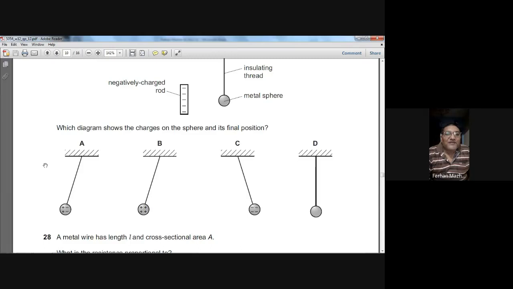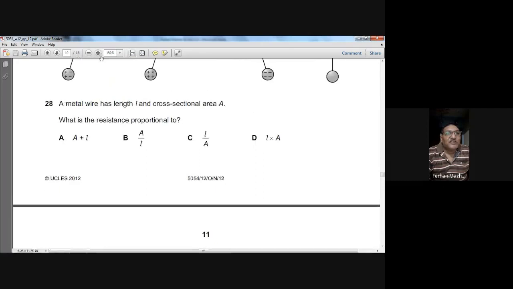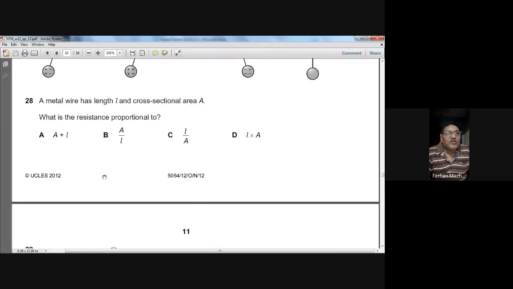Think carefully. I think A is the option for question number 27. I hope it's clear. Okay, we are moving to the next question. Question number 28 is on your screen. A metal wire has a length L and cross-sectional area A. What is the resistance proportional to?